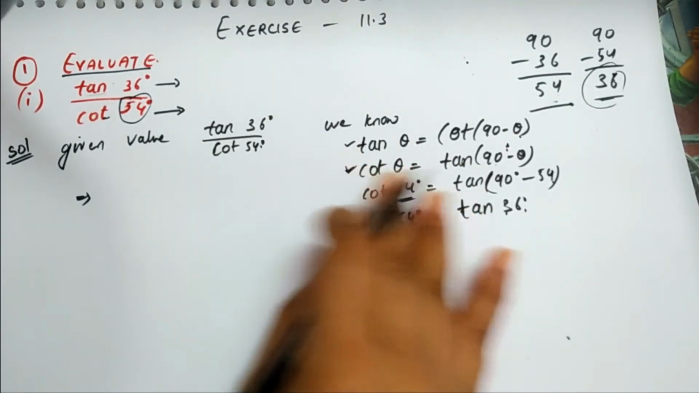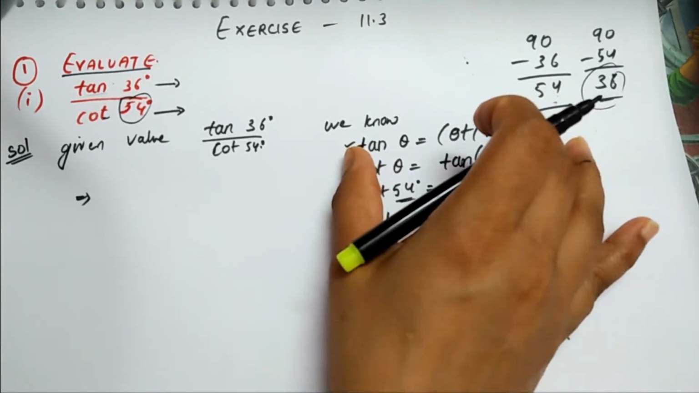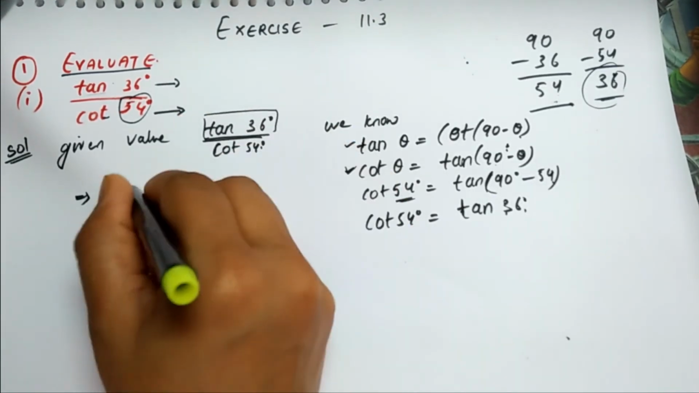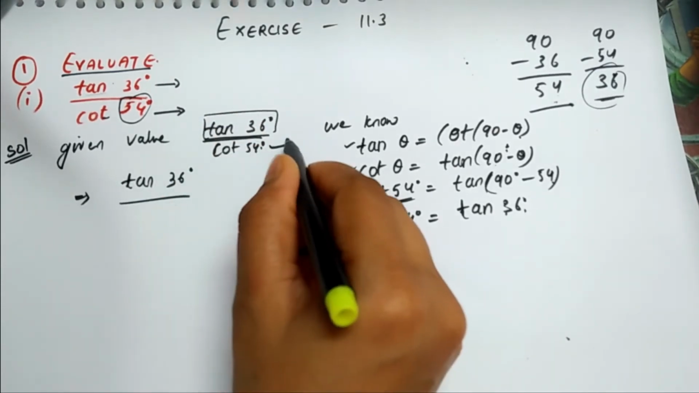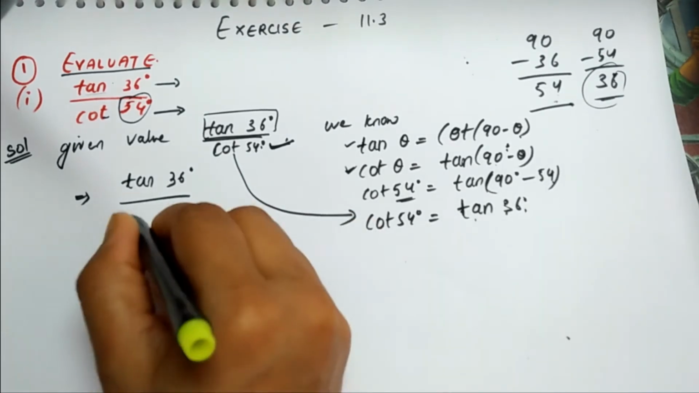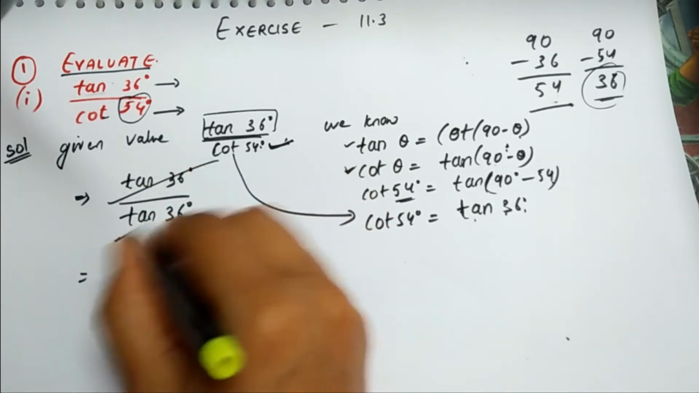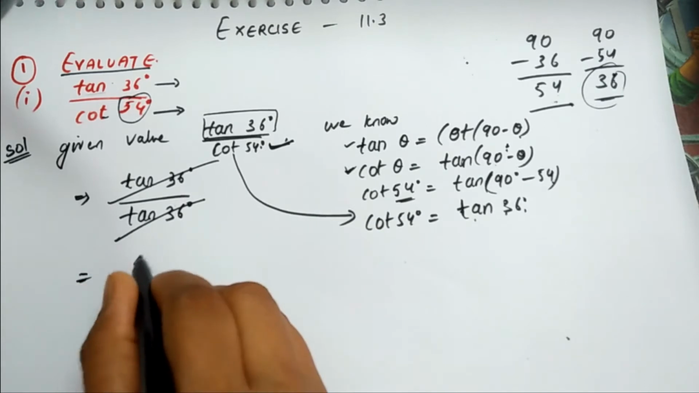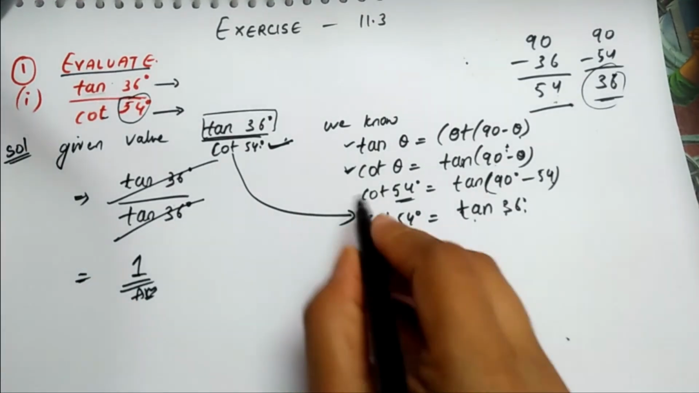So simply what we have done here, we are just simplifying this. This should be kept as it is, so tan 36 degrees as it is. But we are changing the value of cot. We have got cot 54 degrees is nothing but tan 36 degrees. Then tan 36 and tan 36 get cancelled, tan theta by tan theta is 1. And the answer is 1. Wasn't it very simple? Yeah, it is very simple.